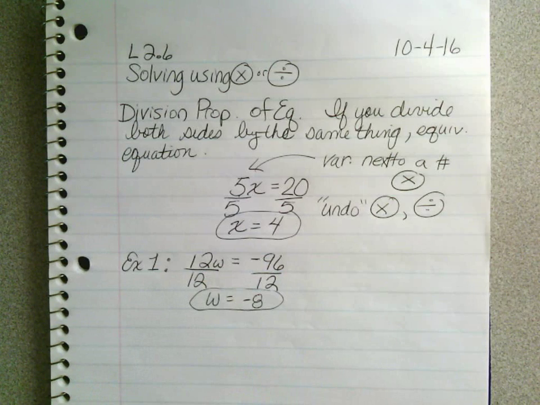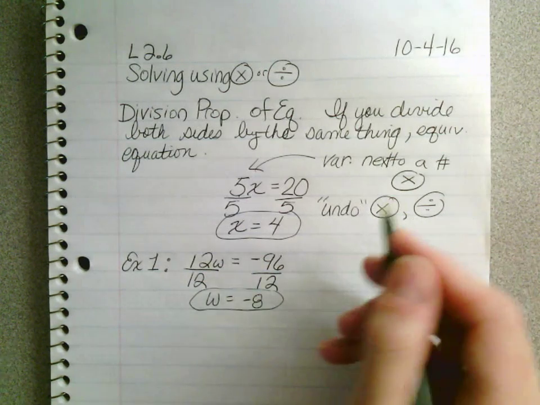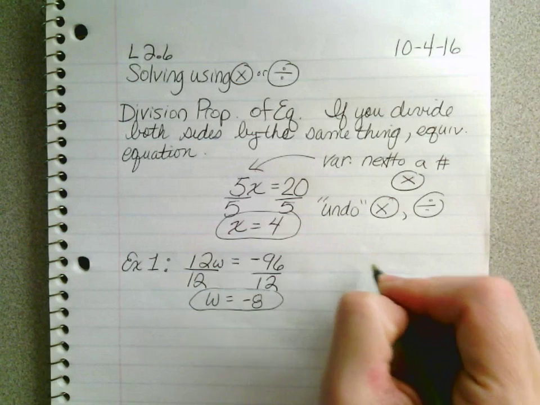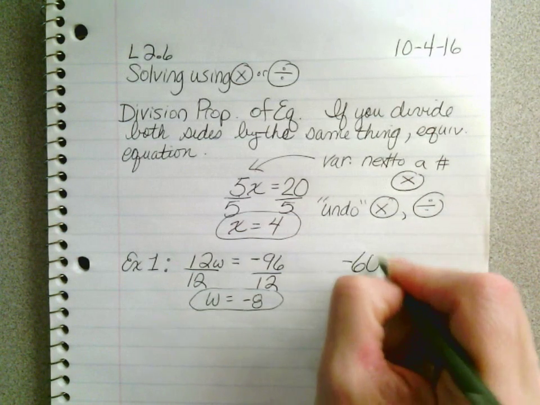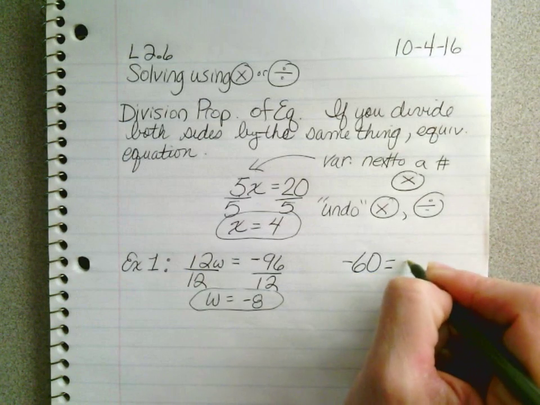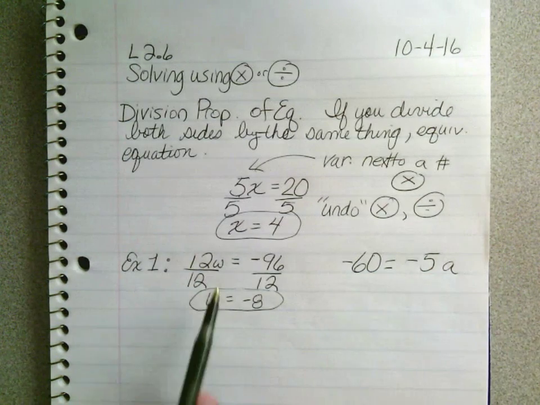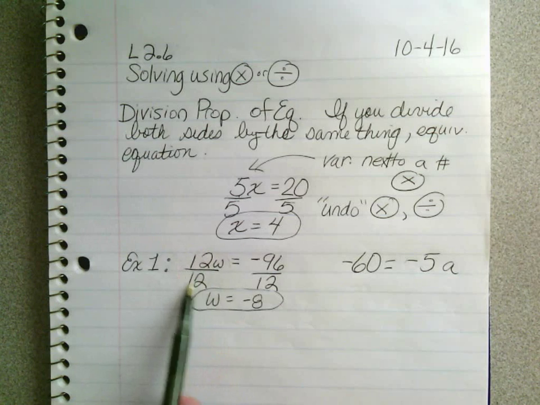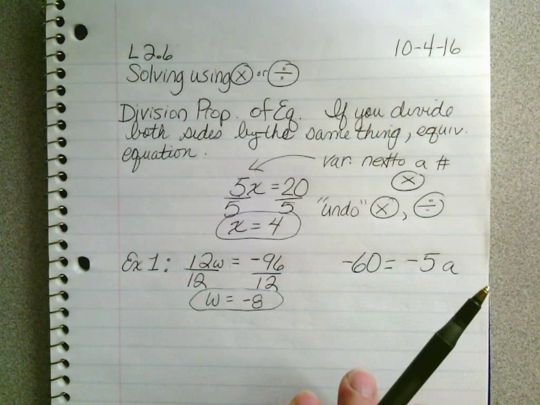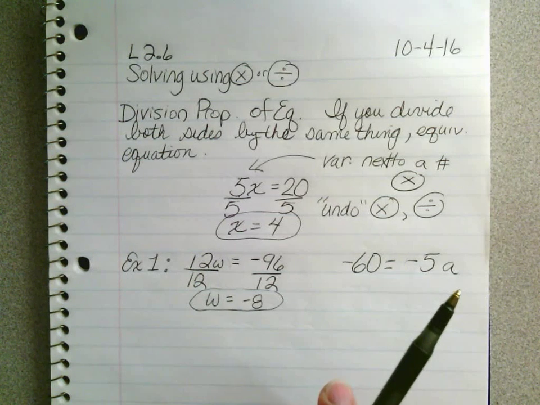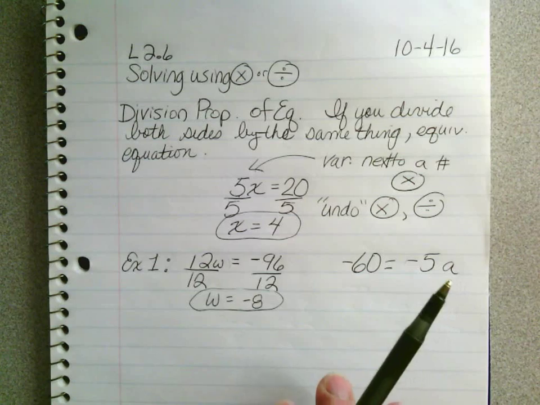Be careful with those. The same function works even if you have it written negative 60, say, equals something times a. Notice that the variable is on the left over here. The variable's on the right over there. That does not change how we process this. It doesn't make a lick of a difference.